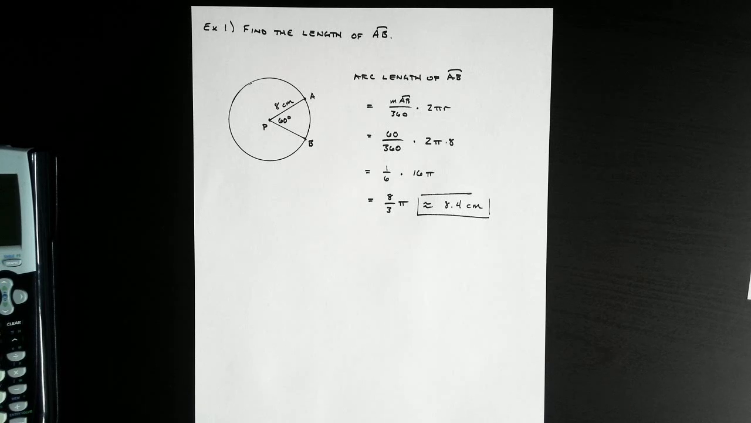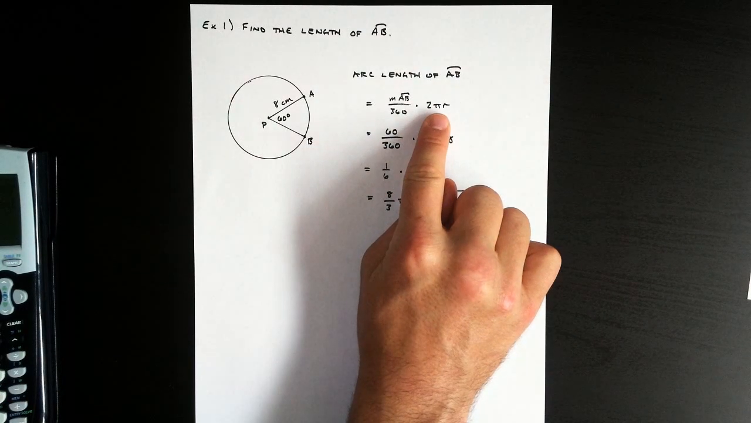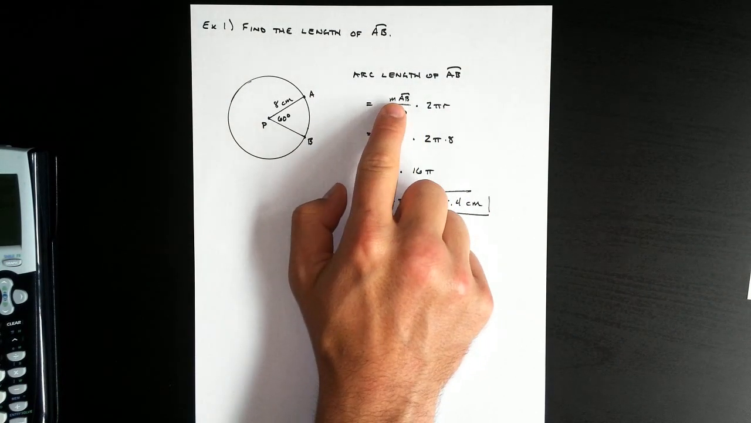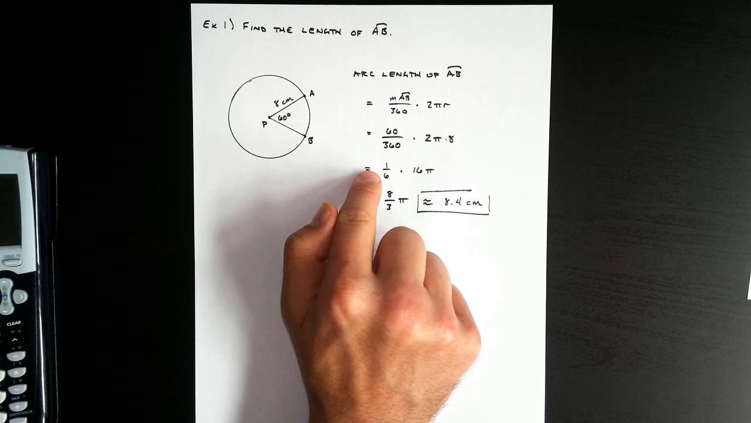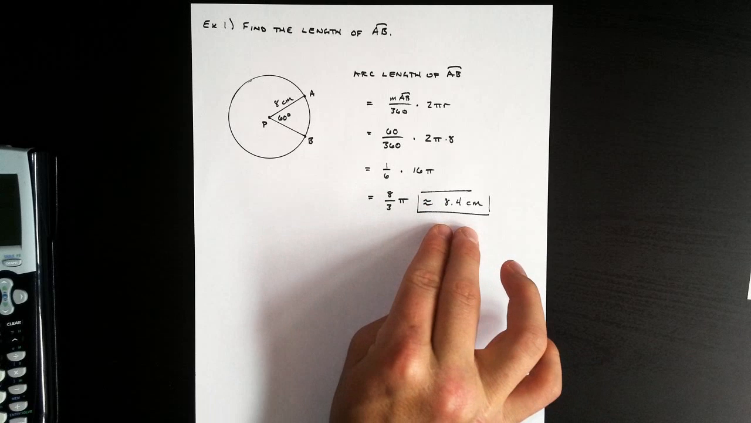So just using a couple things we already know, the formula for circumference, we already know that. The measure of an arc over 360, that's just telling us the piece of the circle. And then combining those two things together, we get arc length.